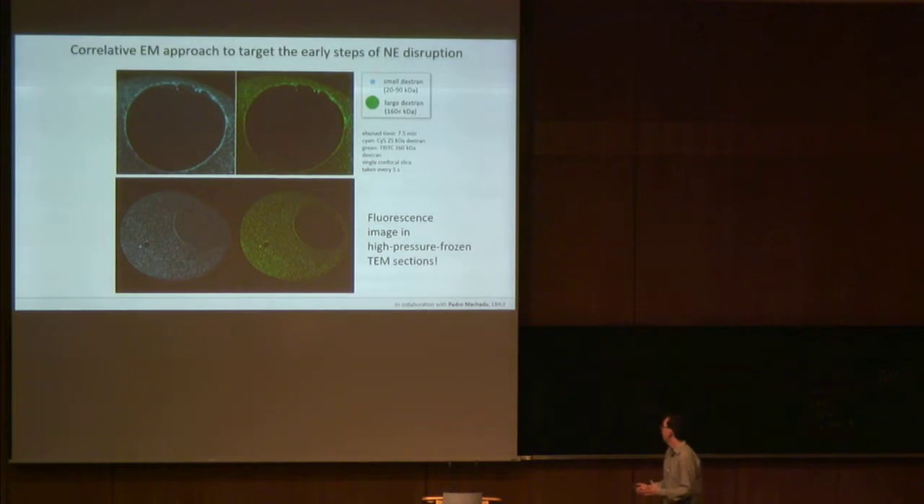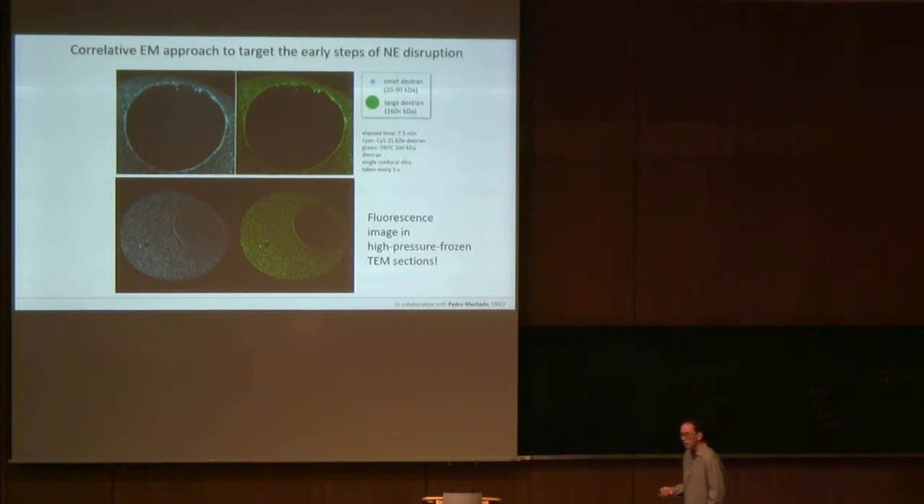And then what I think was an amazing achievement from Pedro Machado, again from the EM facility, is that we could fix oocytes, process them completely for electron microscopy, and look at the thin electron microscopy sections, and if you put them under the fluorescent microscope, you still see these dextrans. And basically, by the ratio of the small and the large dextran, you can exactly tell where you are in this process. Again, with a precision of about 30 seconds.